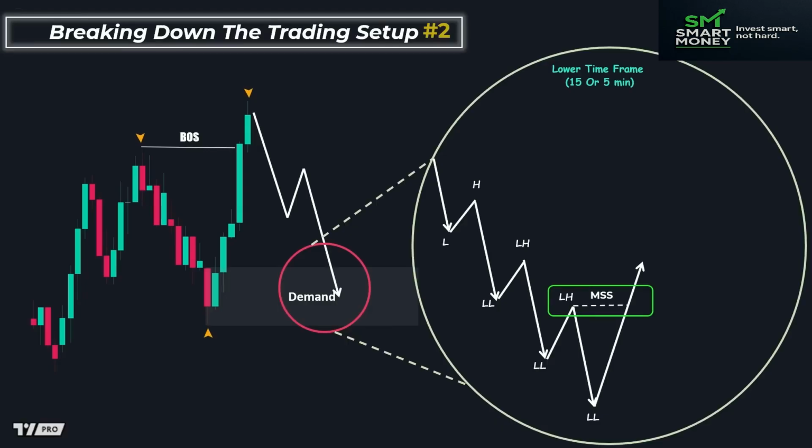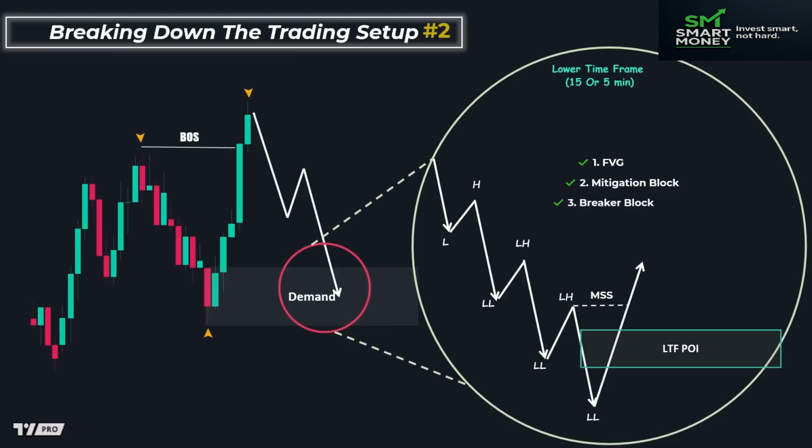This market structure shift signals that the temporary bearish move is ending, and bullish momentum is likely coming back. At this point, the price is expected to realign with the trend of the higher time frame. Once the bullish market structure is confirmed, the next step is to look for a buying opportunity. At this stage, we have 3 different entry approaches to open a buy position. Each method has its own pros and cons: the classic fair value gap model, the mitigation block, and the breaker block. These areas often act like magnets, attracting price to retrace into them before continuing upward.